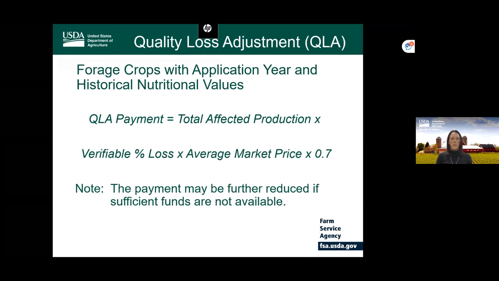So how will we calculate the payments for forage crops? QLA payments will be equal to the total affected production times the verifiable percent loss times the average market price times 0.7. So that's if they have the historical nutritional values. That average market price is a price that's determined by the state FSA committee and is applicable. They set that price per county and per type of forage. Again, that payment may be further reduced if there's not sufficient funds available.